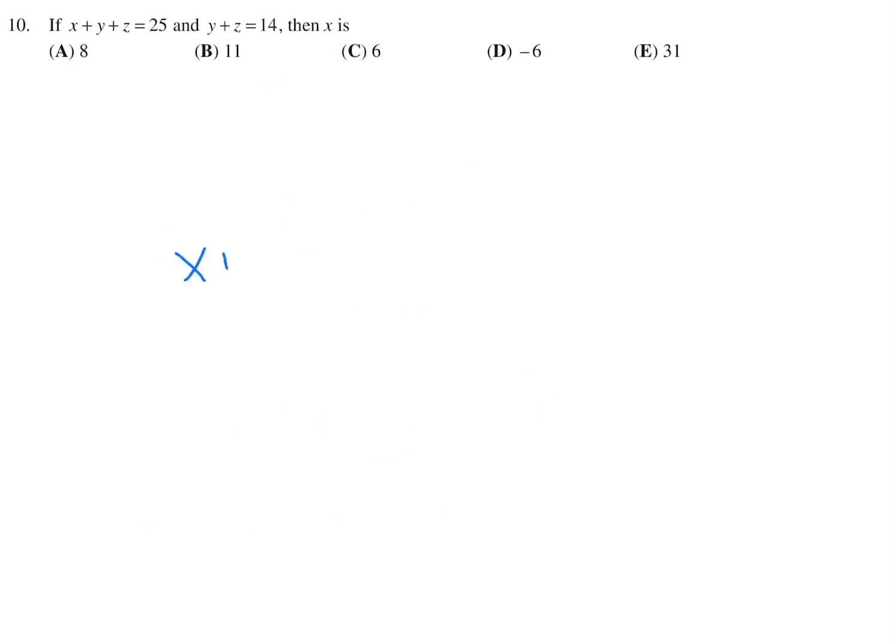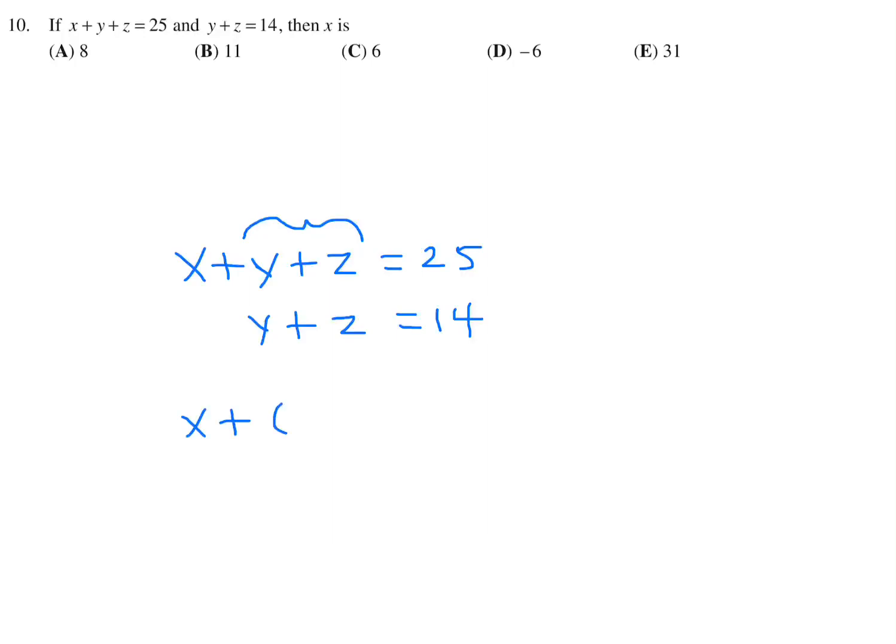If x plus y plus z is equal to 25 and y plus z is 14, what is x? Well, we can just substitute y plus z equals 14 into there. So x plus y plus z is 14, and that equals 25, and just subtract 14 from the other side, and you'll get x is equal to 11. So the answer here is B.